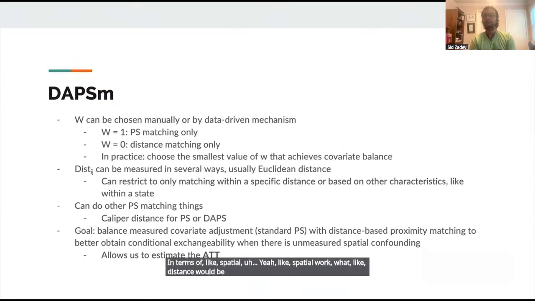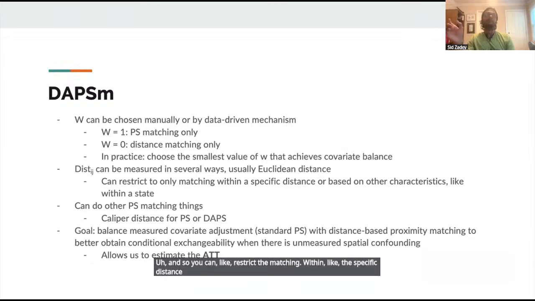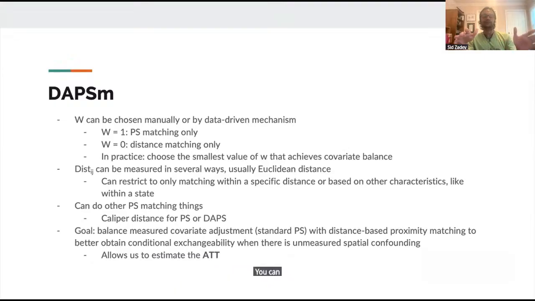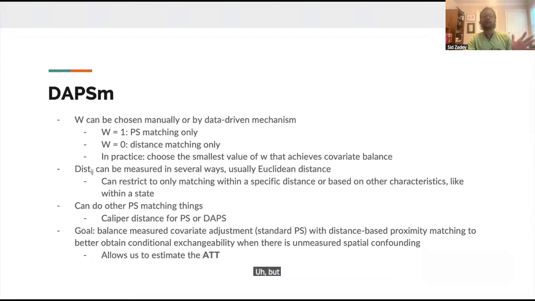The simplest would be the typical Euclidean distance, and so you can restrict the matching within a specific distance, or if you have larger geographic units, you can restrict it to only match with hospitals within the state and not go beyond the state boundary. So you can do all of those things. But you can also try more complicated distance measures if those seem suitable to you. And again, we'll go through some of this ahead.